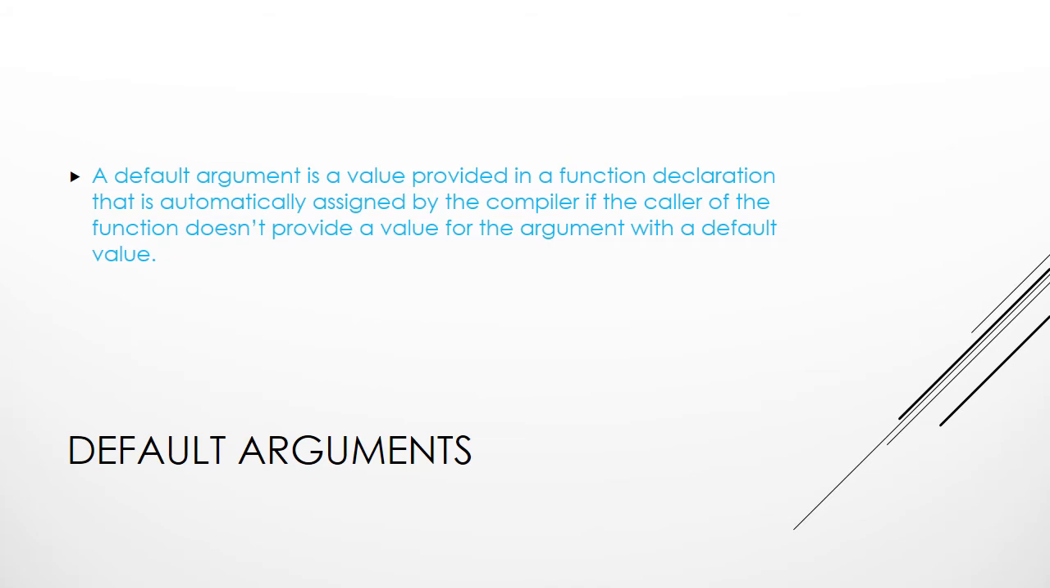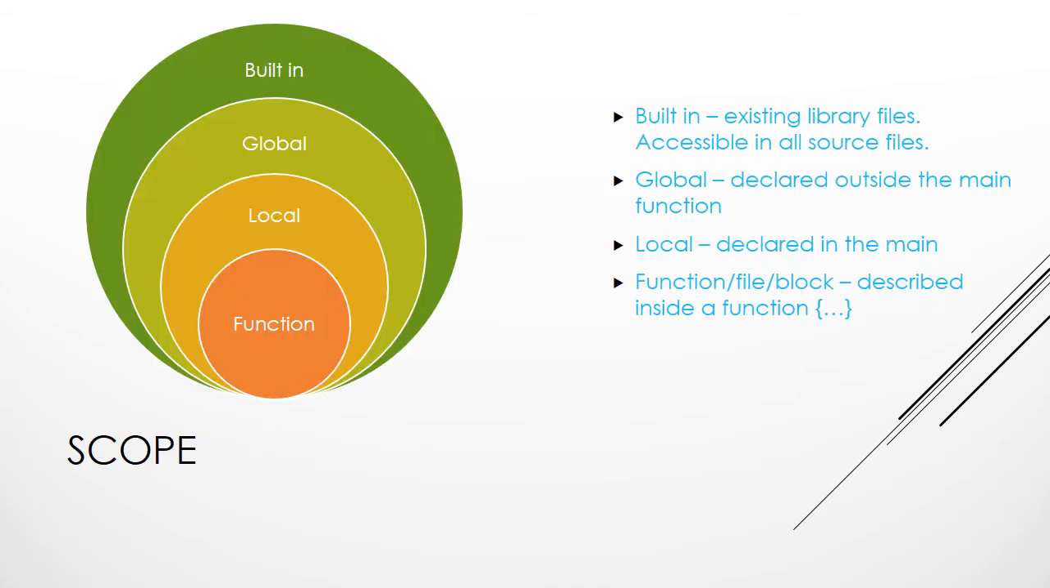A default argument is a value provided in a function declaration that is automatically assigned by the compiler if the caller of the function doesn't provide a value for the argument with a default value. Hope you are clear with default arguments. Let's move on to scope.